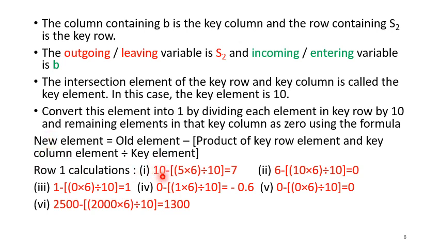Suppose I say row 1, the first cell in row 1, 10 was the old value. So the new element will be 10, the old element, minus 5, the key row element, times 6, the key column element, divided by the pivot element. The pivot element is the same. You can see here throughout the pivot element is 10. That will not change. What will change is the other values.